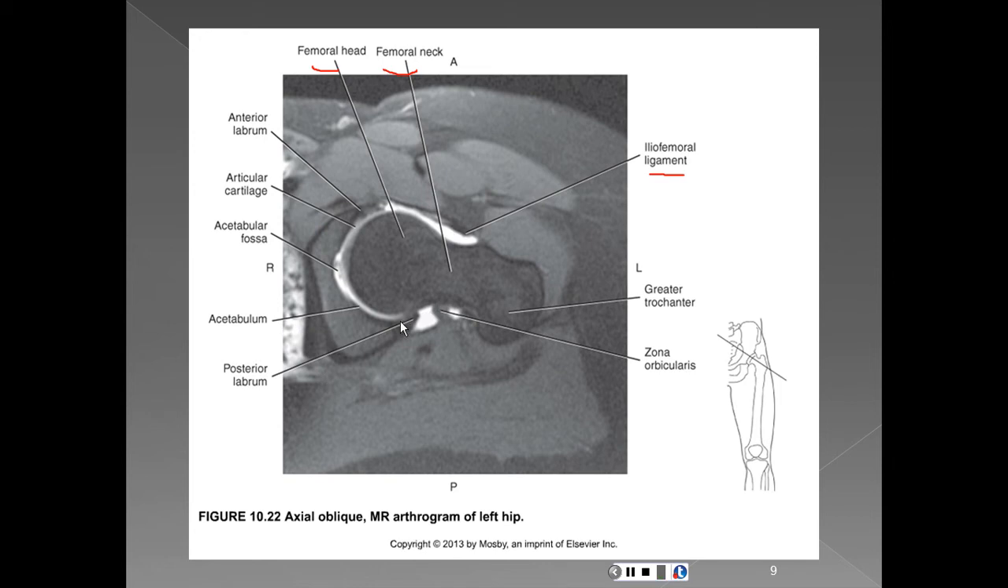Posterior labrum because it's posterior. Acetabular fossa. Articular cartilage. Actually, I would zoom this back just a touch because it looks like it's inside the joint space in the anterior labrum.